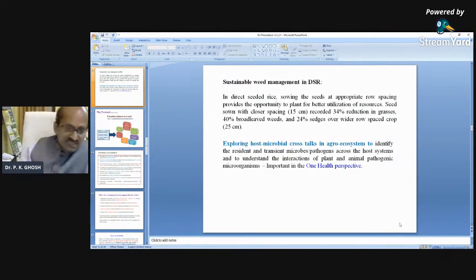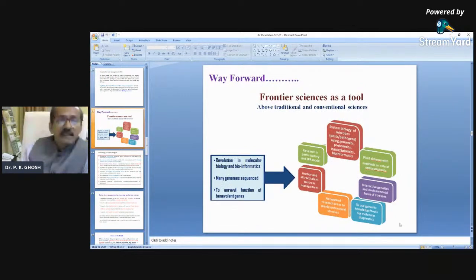So we understand this is a government scheme. The government scheme is running on this One Health concept. So we are working on the One Health program with climate change.